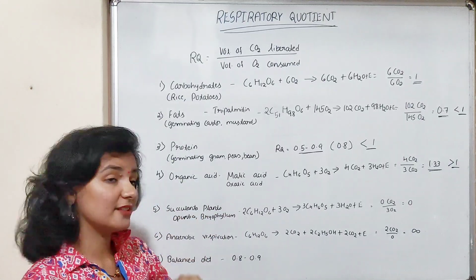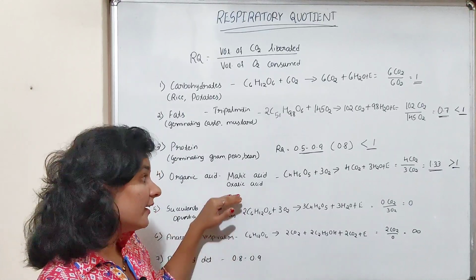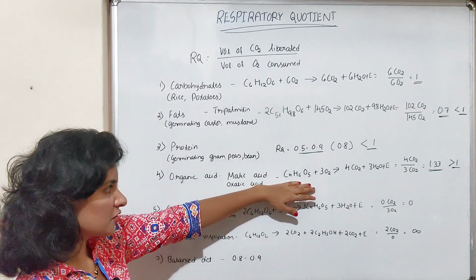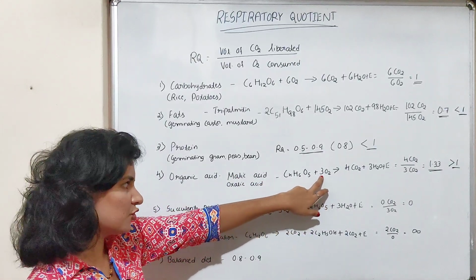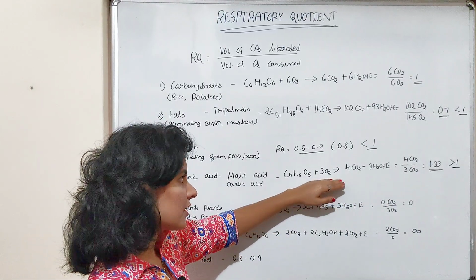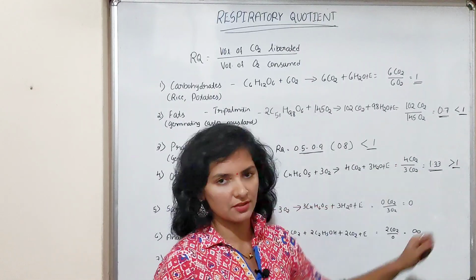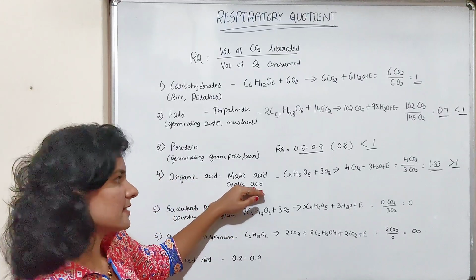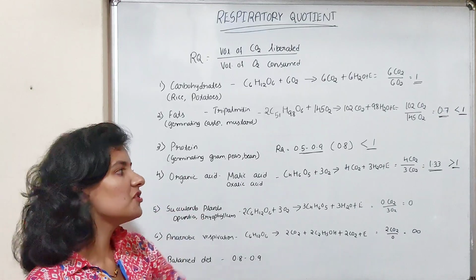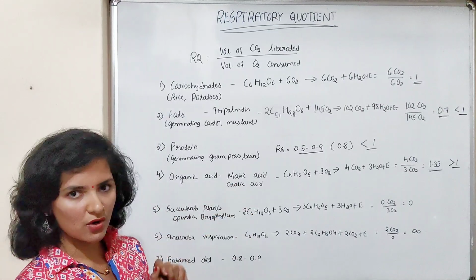Next one is organic acid. When organic acids are used as a substrate, or when organic acids get oxidized, their RQ value will always be greater than 1. For example, malic acid. During the oxidation of malic acid, 3 oxygen molecules are consumed or used and 4 carbon dioxides are liberated. So the ratio of carbon dioxide to oxygen will be 4 by 3, which is 1.33. So 1.33 is greater than 1. Similarly, the RQ value of oxalic acid is 4. So the RQ value of organic acid is always greater than 1. It is 1.33 for malic acid and 4 for oxalic acid.